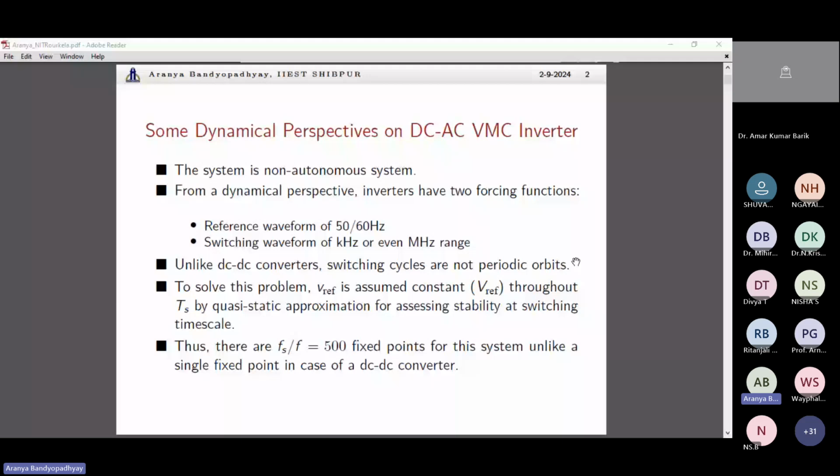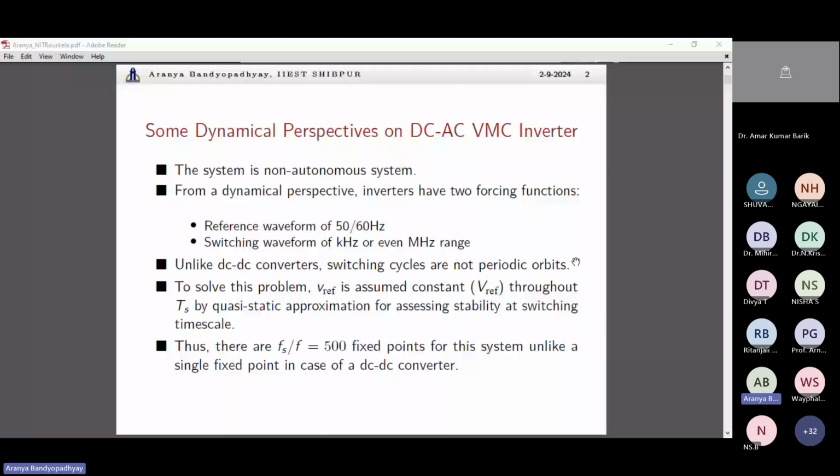And the interesting thing is that in the case of the DC to DC converter, switching cycles are periodic orbits, and analyzing the stability of an inverter becomes much more problematic. Why? Because the switching cycles are not periodic orbits. Why? Because there are two frequencies. In a DC to DC converter, there is only a single switching frequency. Let us take the buck or boost converter; we are not dealing with, say, resonant converters.